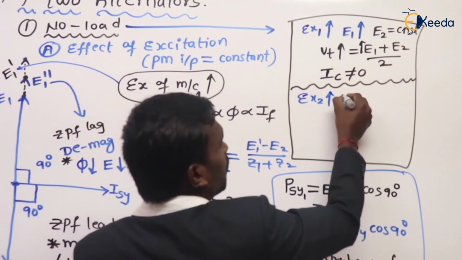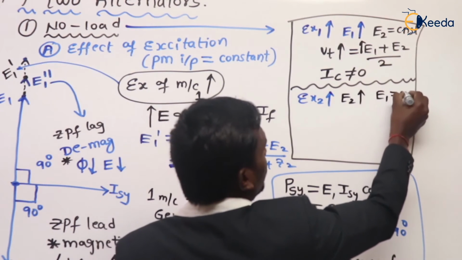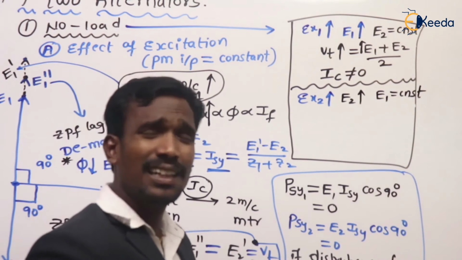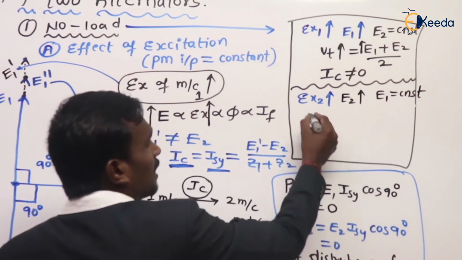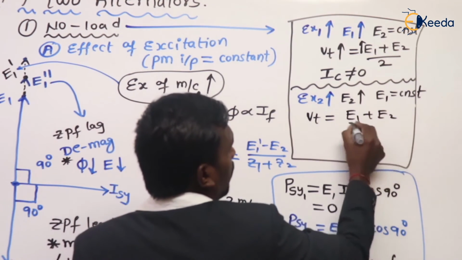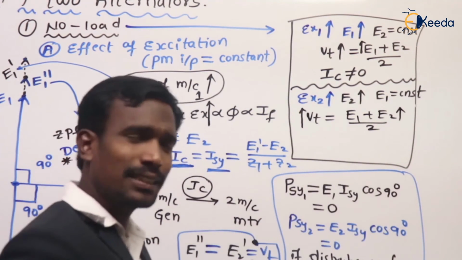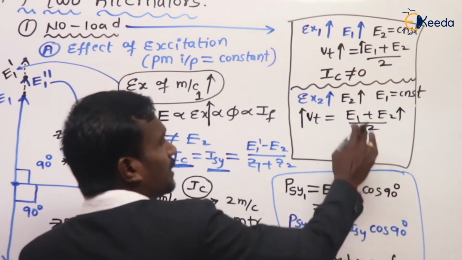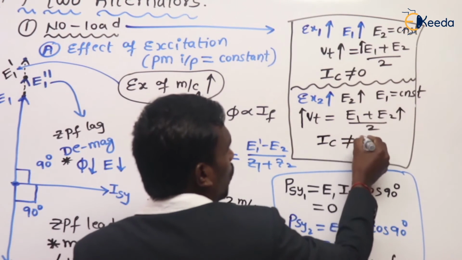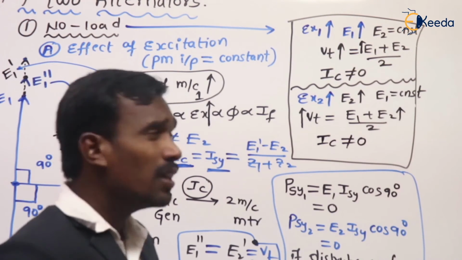When excitation of machine 2 increases, EMF of machine 2 increases, and EMF of machine 1 is exactly constant, no change. And the terminal voltage, which is E1 plus E2 upon 2, increases as this increases. When this increases and this does not change, the circulating currents also flow in the circuit. This is case 2.